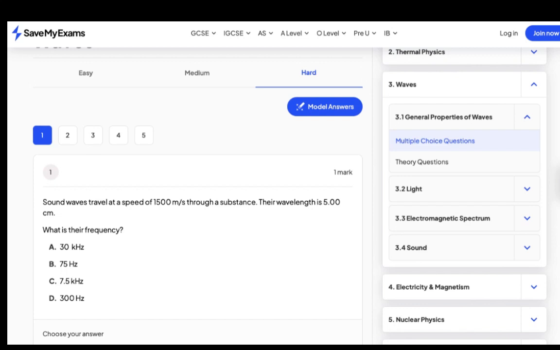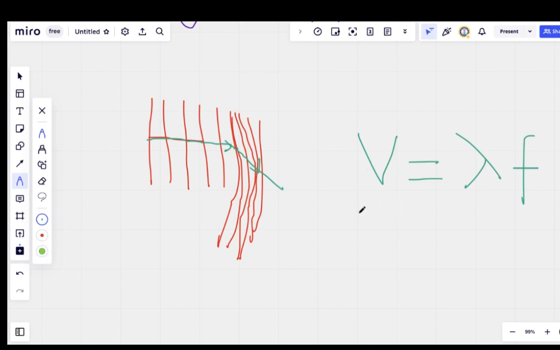We say speed v is equal to the wavelength multiplied by the frequency. We can also use this formula.